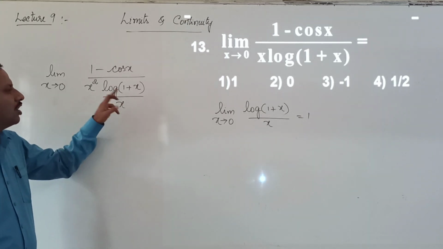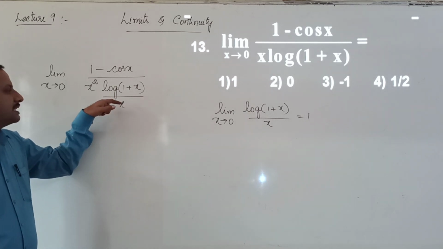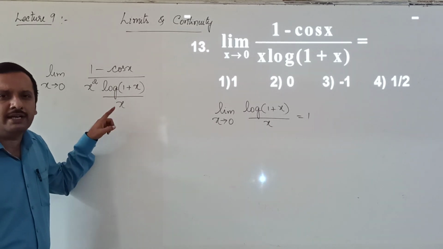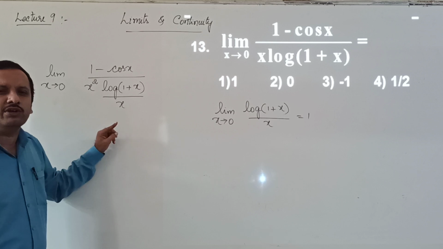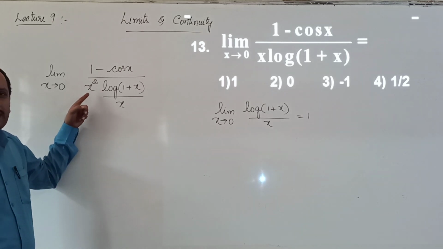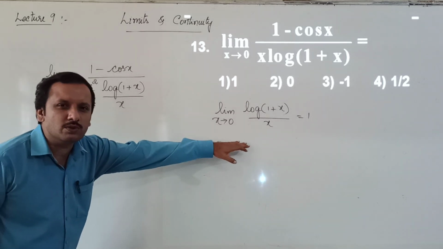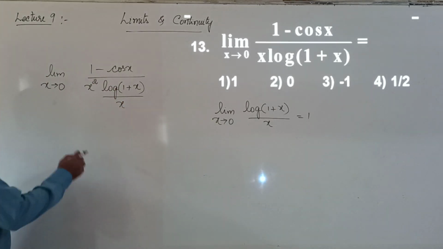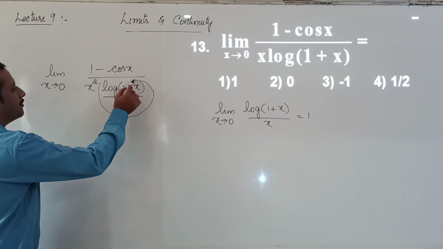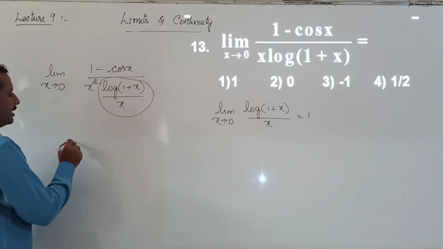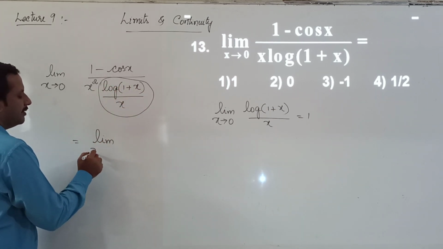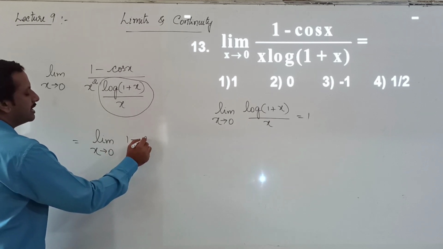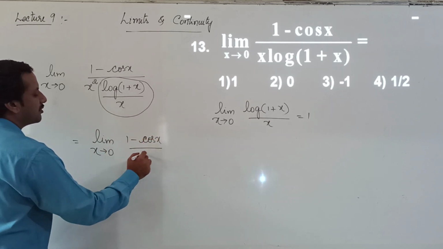Initially we had x into log(1 plus x). For log(1 plus x), I wanted that x in the denominator, so I divided by x. Then to compensate, I multiplied by x, just because I want to use this formula. I think you also know this formula. Now as x approaches 0, log(1 plus x) by x becomes 1. So we are left with limit x tends to 0, (1 minus cos x) divided by x square.